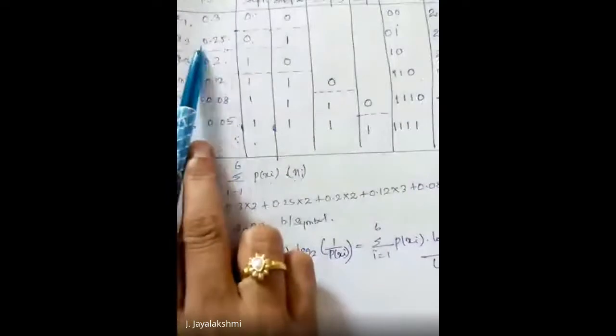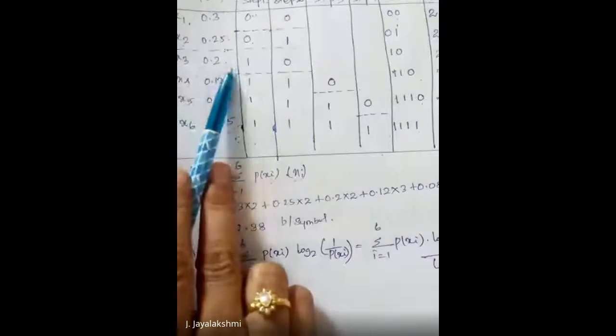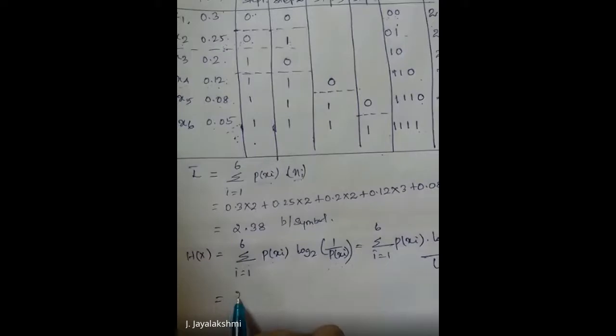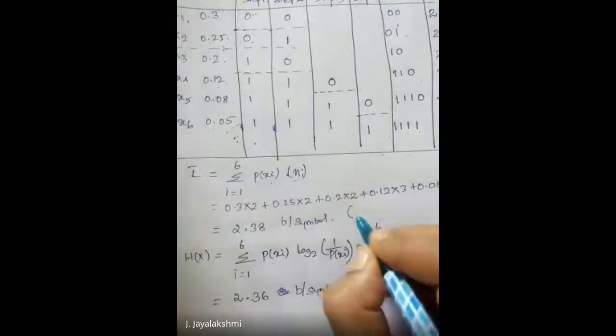So first probability into log to the base 2 of inverse of the first probability, plus second probability 0.25, 0.25 into log to the base 2 of 1 by 0.25, plus 0.2 into log to the base 2 of 1 by 0.2. So like that you have to substitute all the 6 probability values in this formula and calculate the entropy value. So the entropy value comes to 2.36. So it is also bits per symbol. Okay, you can even write it as BPS, bits per symbol.